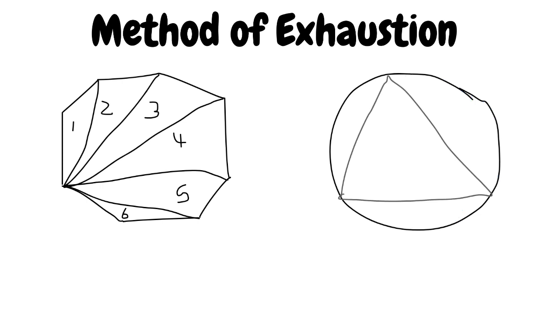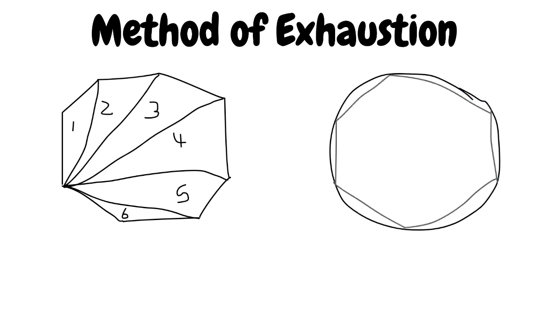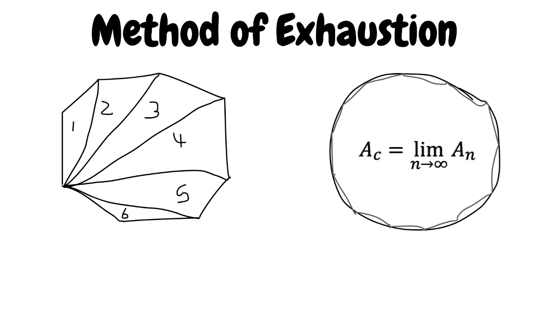So they inscribed a polygon and gradually increased the number of sides, so the area of the circle would approximately be equal to the area of the polygon. But the area of the circle would only be the same as the inscribed polygon with infinite sides. From this, we got the concept of limits, and it also incorporated the idea of the infinite process.